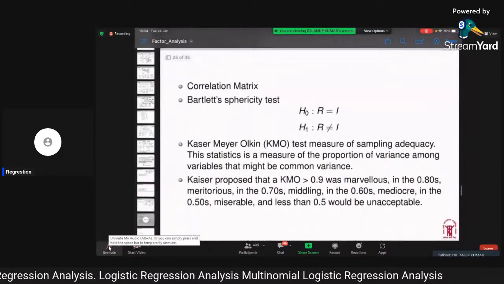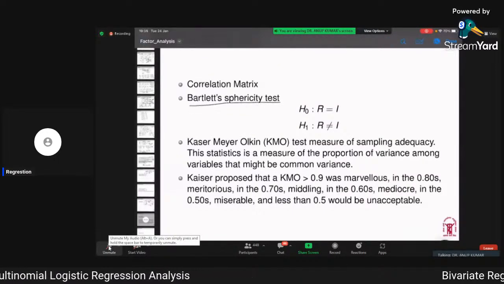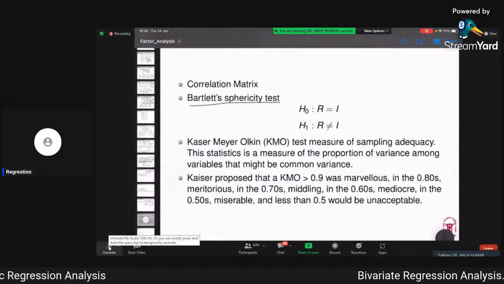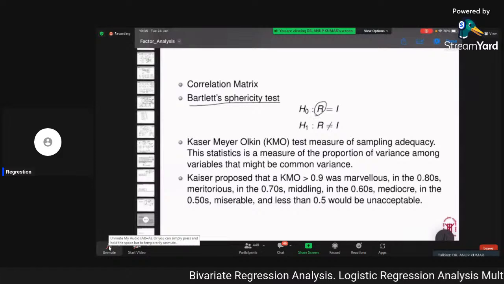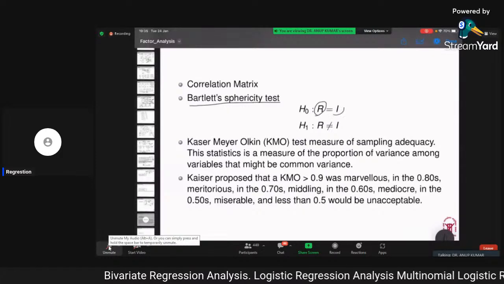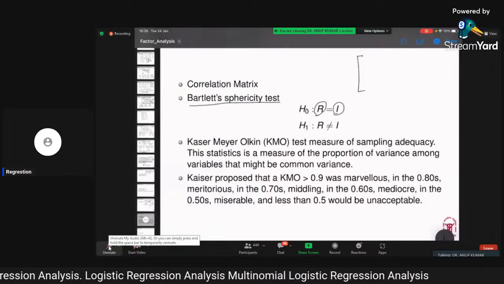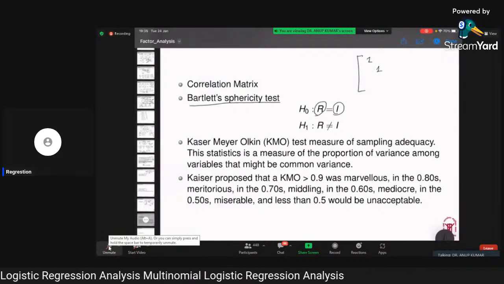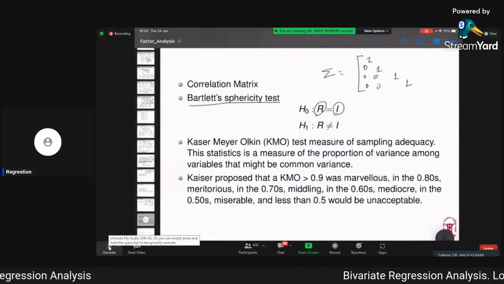The second test you can usually do is Bartlett's sphericity test. In this, we assume that our correlation matrix is an identity matrix. What does it mean? It means the diagonal is 1, 1, 1, in our variance-covariance matrix sigma, and the off-diagonal entries are very close to 0.